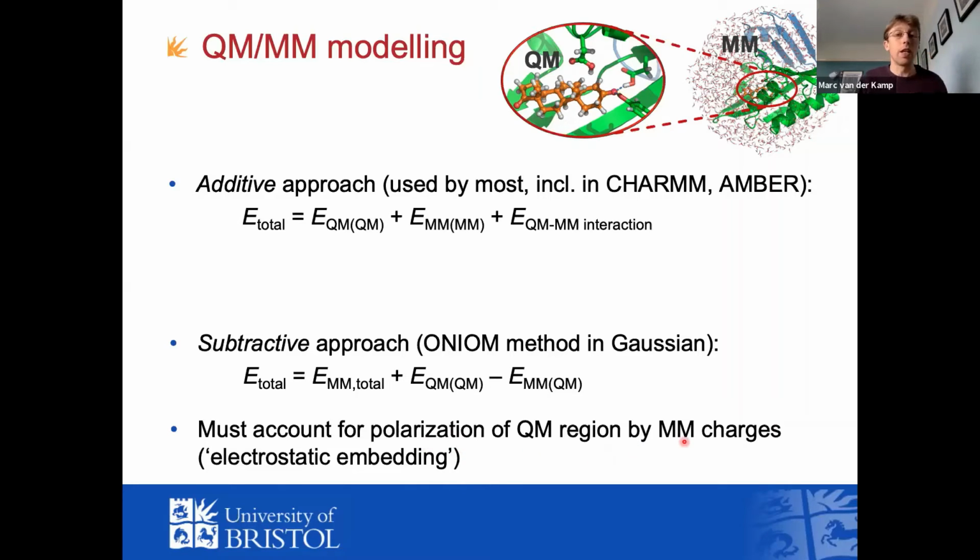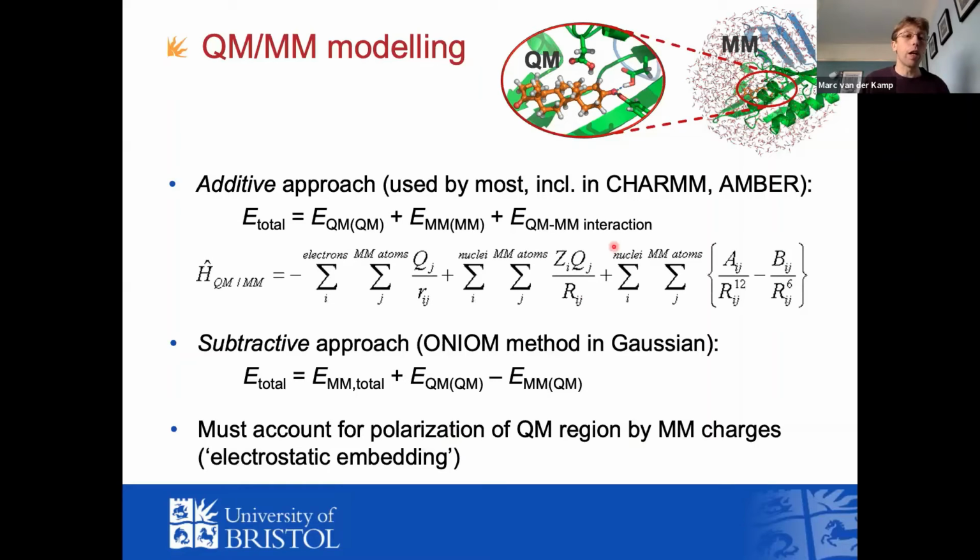This is really one of the reasons why we want to do QM in the first place. You don't want it to just be some scaffolding around. You want that electronic influence, and that's called electrostatic embedding. Now, this QM/MM interaction term, of course, is key for the additive approach, and I won't go through all the terms, but it looks something like this.